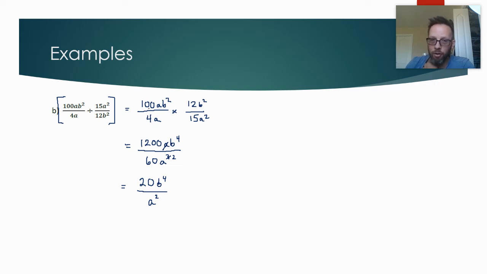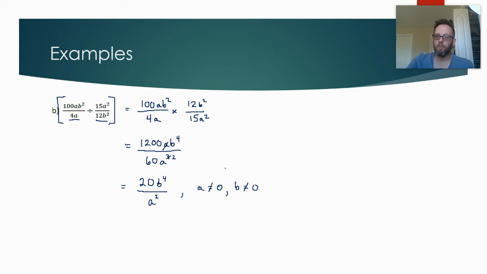Let's talk about restrictions. When you divide rational expressions, you have to be kind of careful. We have to check what makes this bottom equal to 0. Well, a can't be 0. And what makes this bottom 0? B equals 0, or b can't be 0.